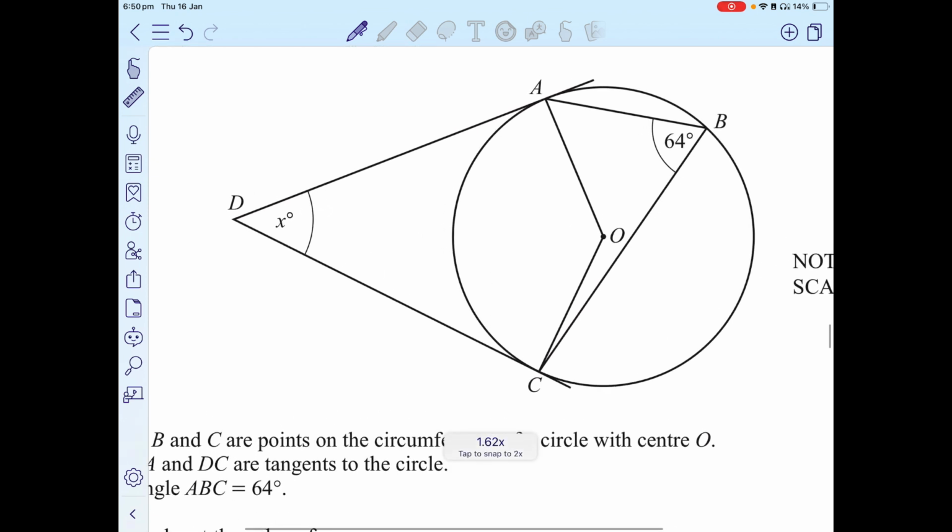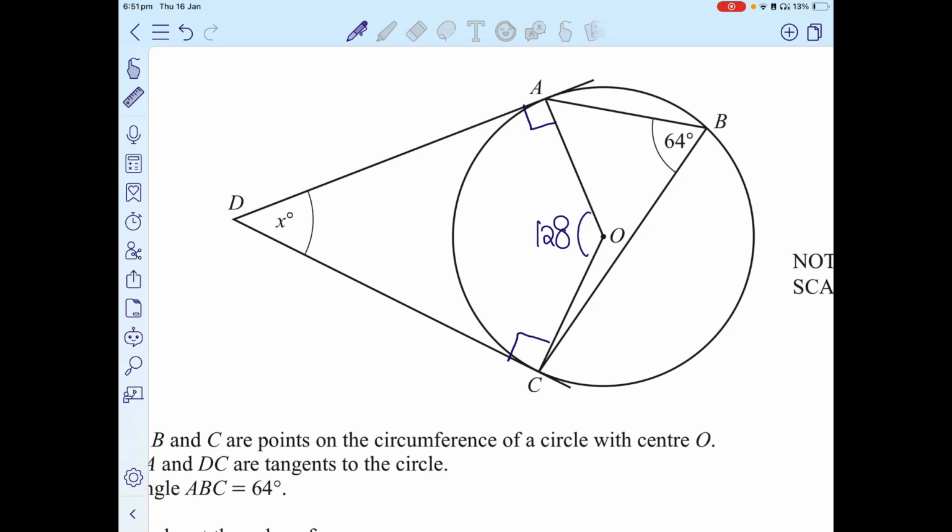First of all, we know that OA is a radius and DA is a tangent, so this angle is going to be 90 degrees. This is a property. The same is true for DC and OC, so this angle is also 90 degrees. In order to find the angle AOC, we can use the property that the angle at the center is twice the angle at the circumference. The angle at the circumference is 64, and although it's far away, we can still apply this property. So 64 multiplied by 2 is 128, so this angle is 128.